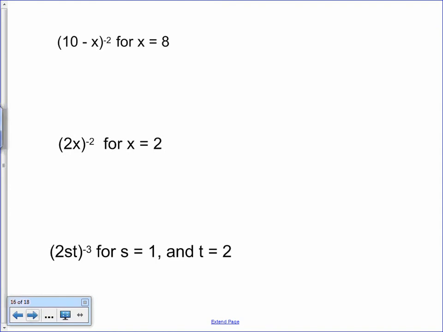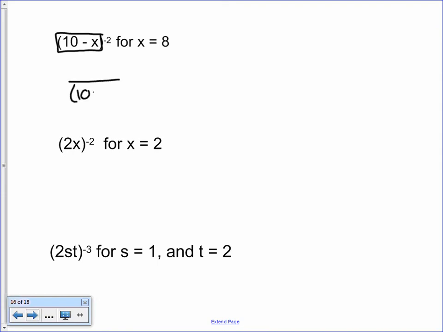So, a little bit more complicated problems, and I'm going to do a few of these with you guys because I know that you're going to be seeing some on the homework. So I have 10 minus x, and that is to the negative power. So what we're actually going to do is move this entire thing that's in the parentheses to the bottom of a fraction, and then make that exponent positive. So it's going to look something like this.